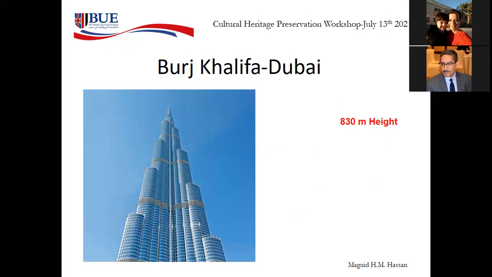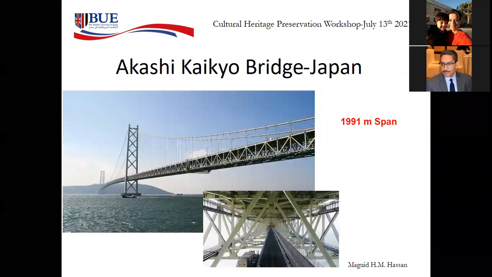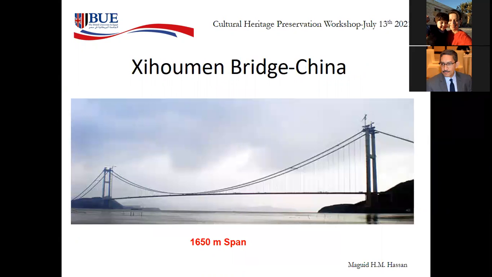So as an example, we have Burj Khalifa, which is the highest, as far as I know, until this point in time, the highest high-rise building in the world. I guess this will be overtaken by another building, maybe in Saudi Arabia or something. Skytree in Japan, Akashi Kaikyo Bridge in Japan, which is, I guess, the longest span cable suspension bridge, and Jumen Bridge in China. So all of these structures are now equipped with some level of structural health monitoring mechanisms in order to ensure their healthy performance throughout their lifetime.